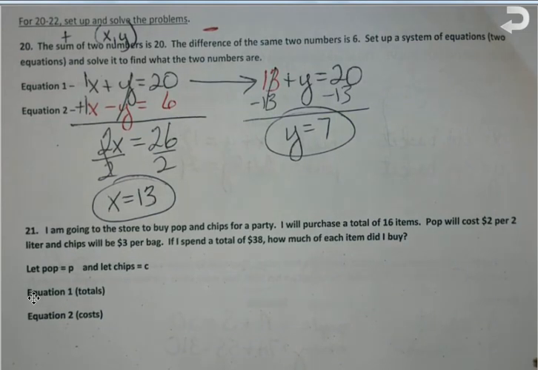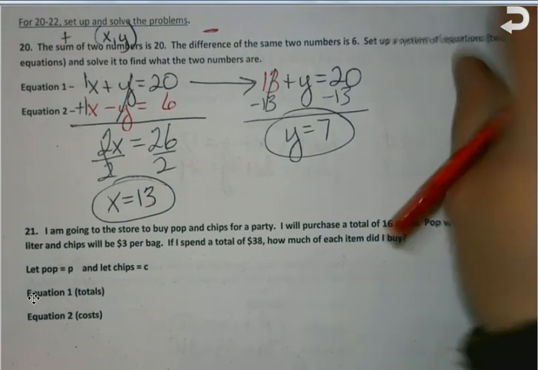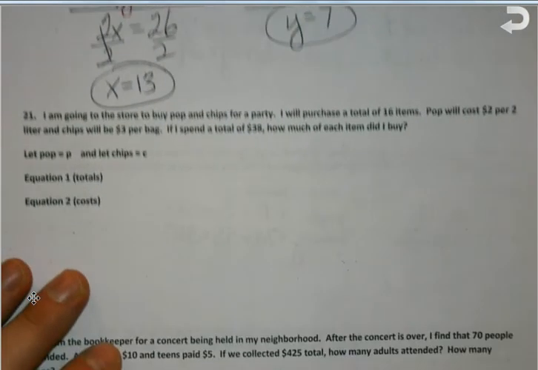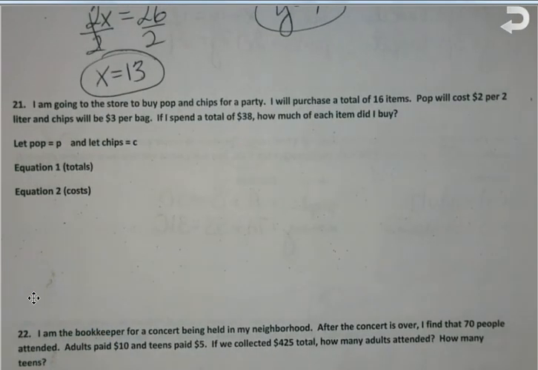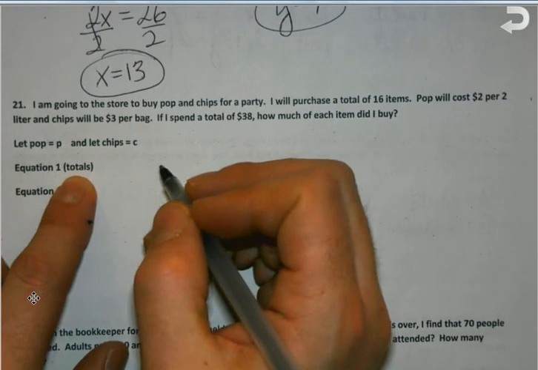Oh, and finally, bump this up a little bit here. All right, I'm going to go to the store and buy pop and chips for a party. Pop is P, chips is C. I even help out there. Pop's going to cost $2 for a 2-liter. Holy cow. And chips are $3 a bag. All right, this is like what we were setting up on the last page. Equation 1 is my totals.